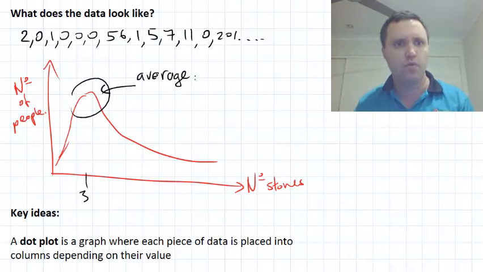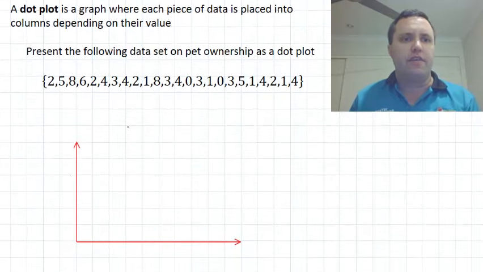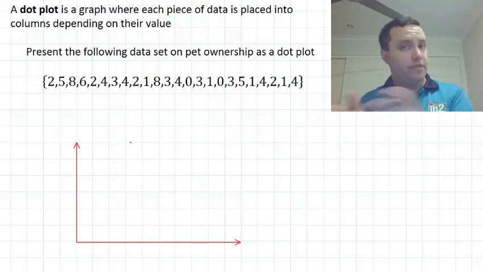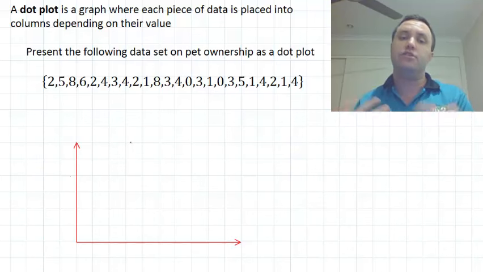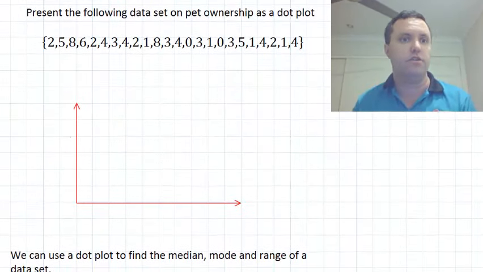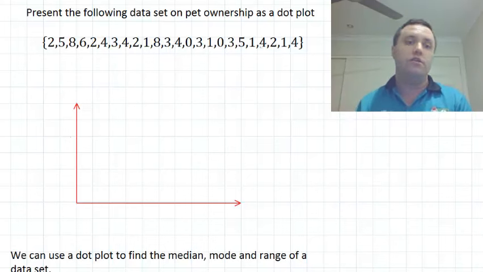Right, so let's have a look at some of these different ways we can do that. Our first one is this thing called a dot plot. A dot plot is a graph where each little individual piece of data is placed onto columns depending upon their value. I'm going to show you now how that looks. So I'm going to present the following data set on pet ownership as a dot plot. Let's pretend these are data that we collected from a survey of how many pets different people own. So you've got 2 pets, 5 pets, 8 pets, etc.